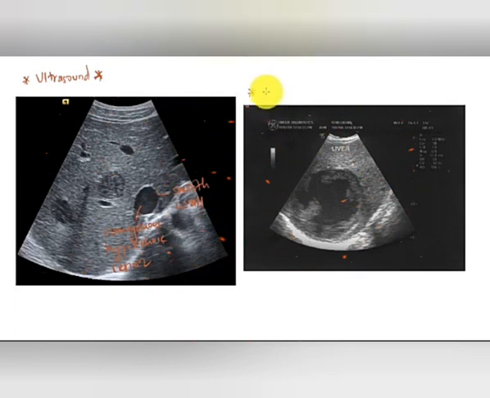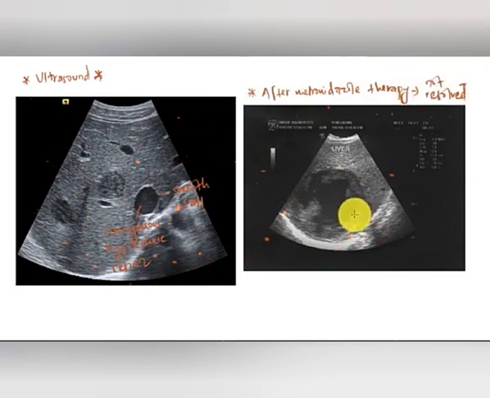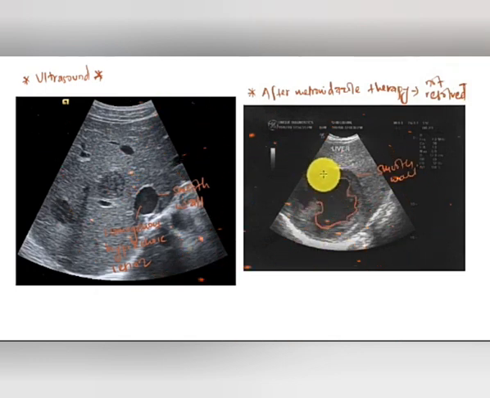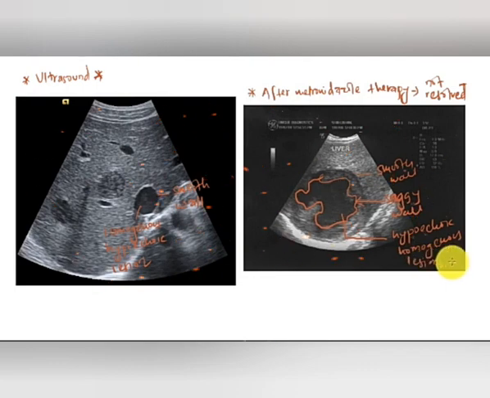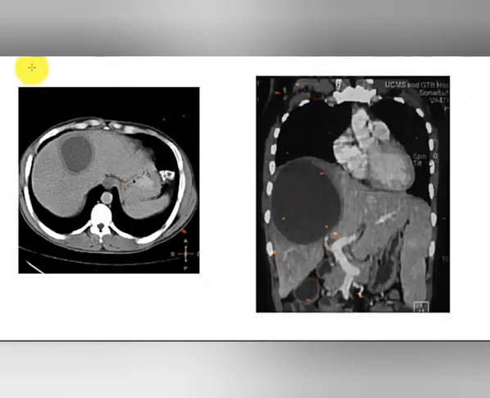This is another ultrasound picture which is taken after metronidazole therapy. Here you can see the smooth wall of the abscess, outer wall of the abscess. We see the saggy wall of the abscess, which is very characteristic, and the hypoechoic homogeneous lesion resembling pus.